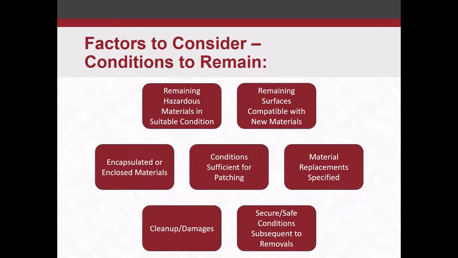And also secure and safe conditions subsequent to removal. This comes into play a lot of times with a window removal or door removal. You want to make sure that the building is secure, safe, and protected from the elements, or someone breaking into it. Make sure, whether it's the abatement contractor or the GC or someone else, that someone is sealing those up. So make sure that's accounted for in the design.